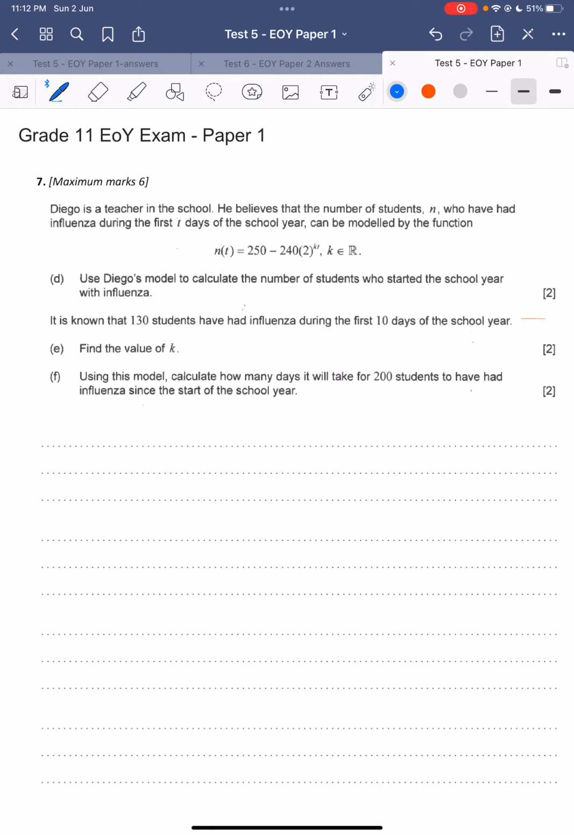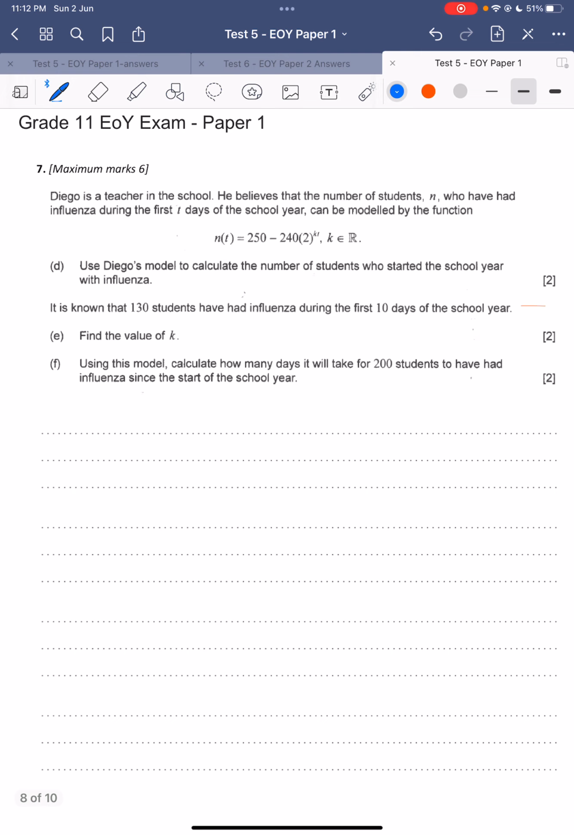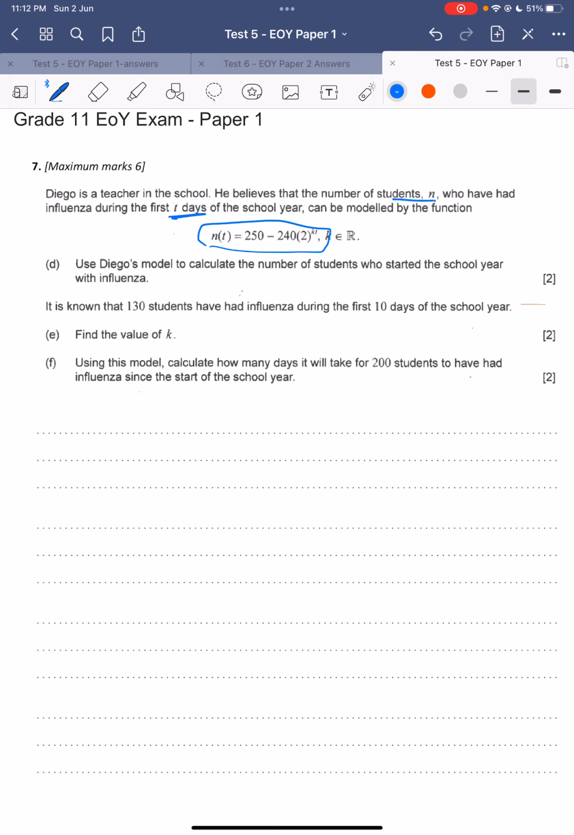This question is using some exponential modelling, and at the start of the question we're told that this equation here can be used to model how many students have the flu. So T is the number of days that they've been at school, and N is the number of students that we're going to be looking at.